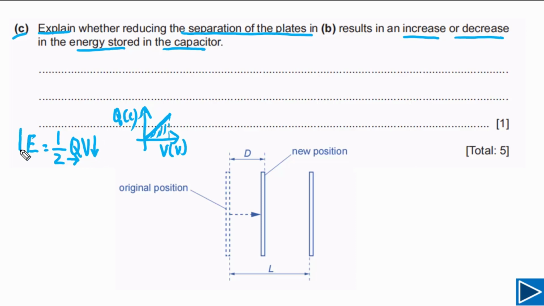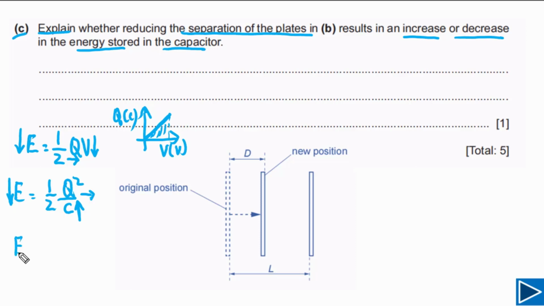So it simply means the energy stored in the capacitor decreases when we decrease the separation between the plates. We can also understand this with the help of E is equal to 1/2 Q squared divided by C. As Q stays the same, but C increases, E decreases.